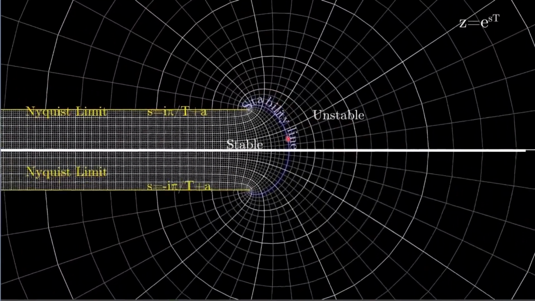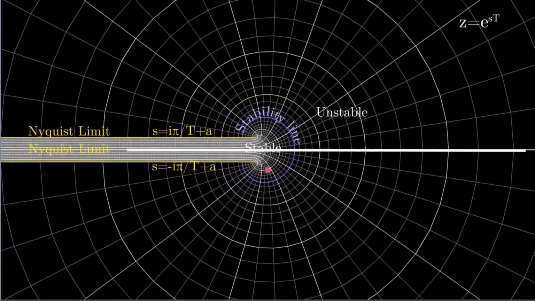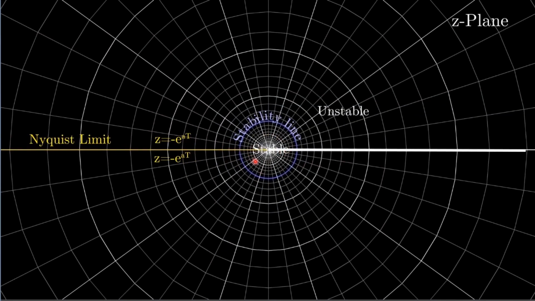So you see that the right-hand side is expanding, and the left-hand side is being compressed inside of the circle. Now we're sitting in the Z-plane, and everything outside of this blue circle is unstable, whereas everything inside of the circle is stable. And you see that the Nyquist lines collapsed together into a single line at the left-hand side of the real axis.